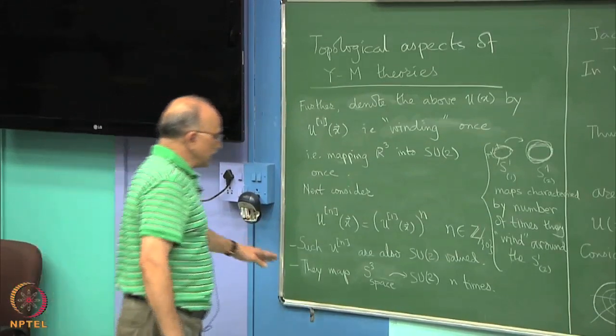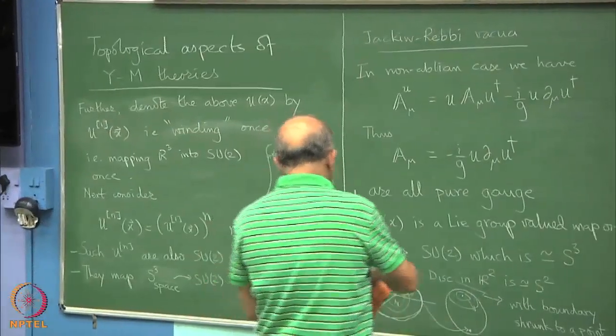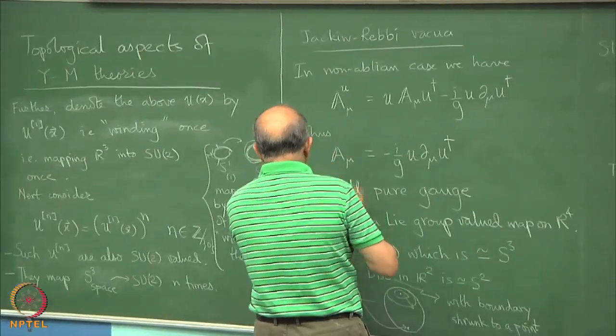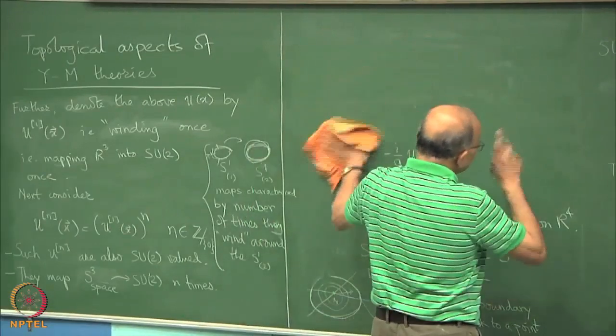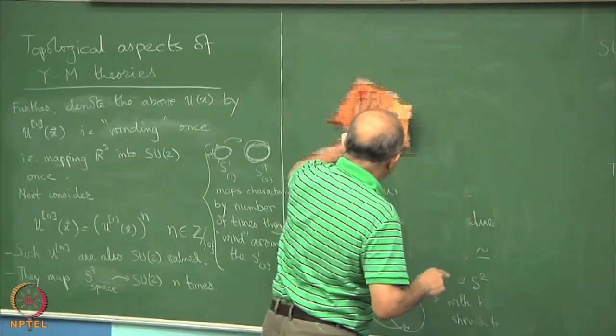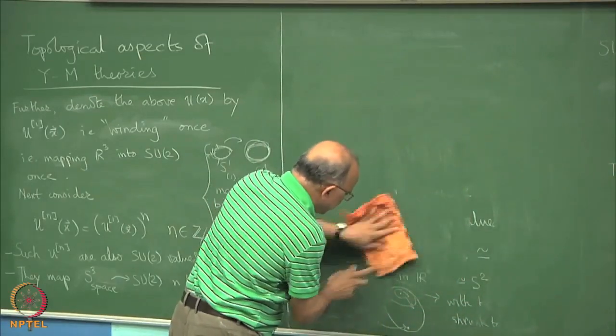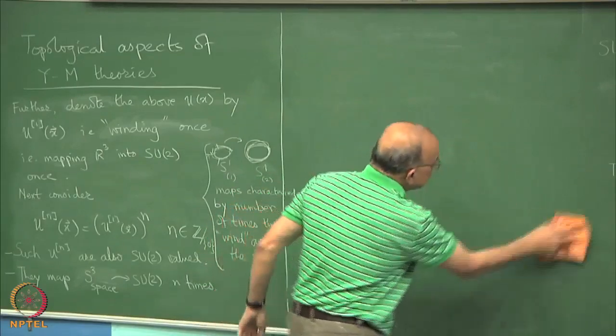Okay, so they map also n times, and so each one of these is an independent gauge transformation. So this set of gauge transformations indexed by n cannot be mapped into each other, cannot be smoothly deformed into each other.